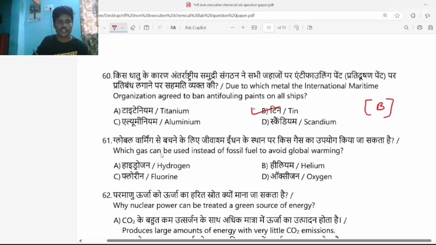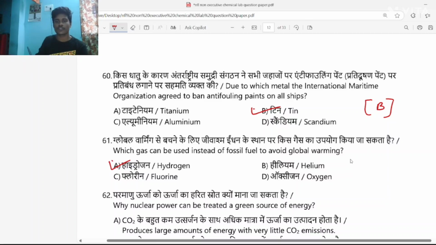Options are hydrogen, fluorine, helium, oxygen. Answer is option A, because for hydrogen the side product is H2O. So there is no global warming with hydrogen. So option A is the greener way instead of using fossil fuel, right? Going to the next question.